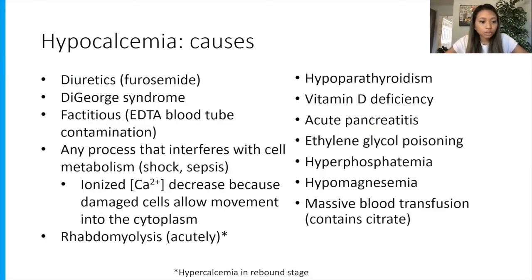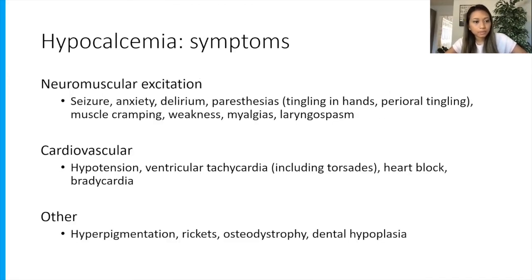Diuretics, DiGeorge, rhabdo in the acute phase, hypomagnesemia, ethylene glycol poisoning, and pancreatitis are some of them. Symptoms: neuromuscular excitation, so anxiety, paresthesias, muscle cramps. For cardiovascular, you can get hypotension and arrhythmias. Some other symptoms are hyperpigmentation, rickets, dental hypoplasia.